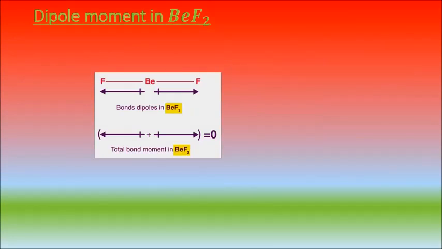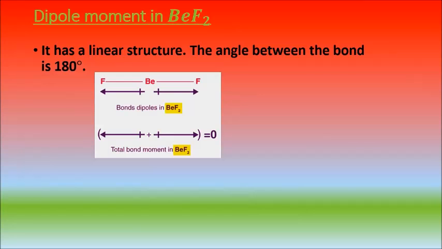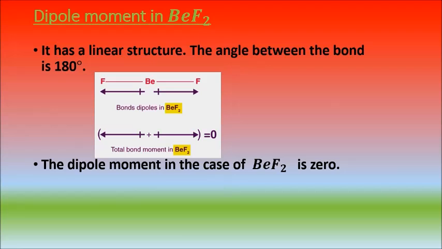Now let's see the dipole moment in beryllium fluoride. It has a linear structure and the angle between the bonds is 180 degree. Linear means, of course, we know that it has a bond angle of 180 degree. And here also, compared to beryllium, fluorine is more electronegative. So when we draw the crossed arrow, it should be pointing towards the fluorine. The dipole moment in the case of beryllium fluoride is 0.